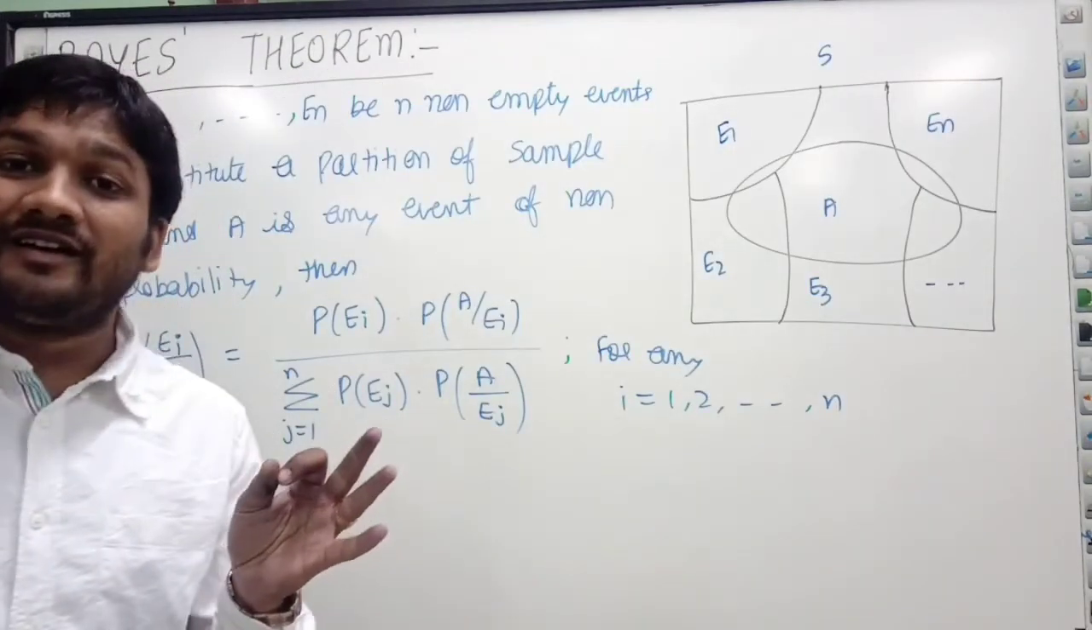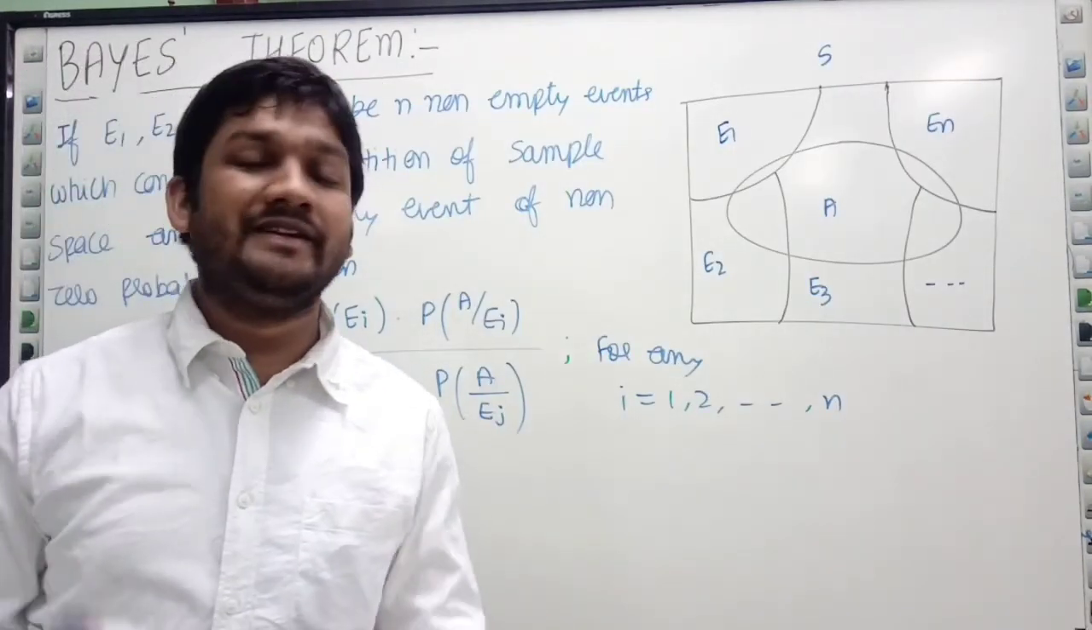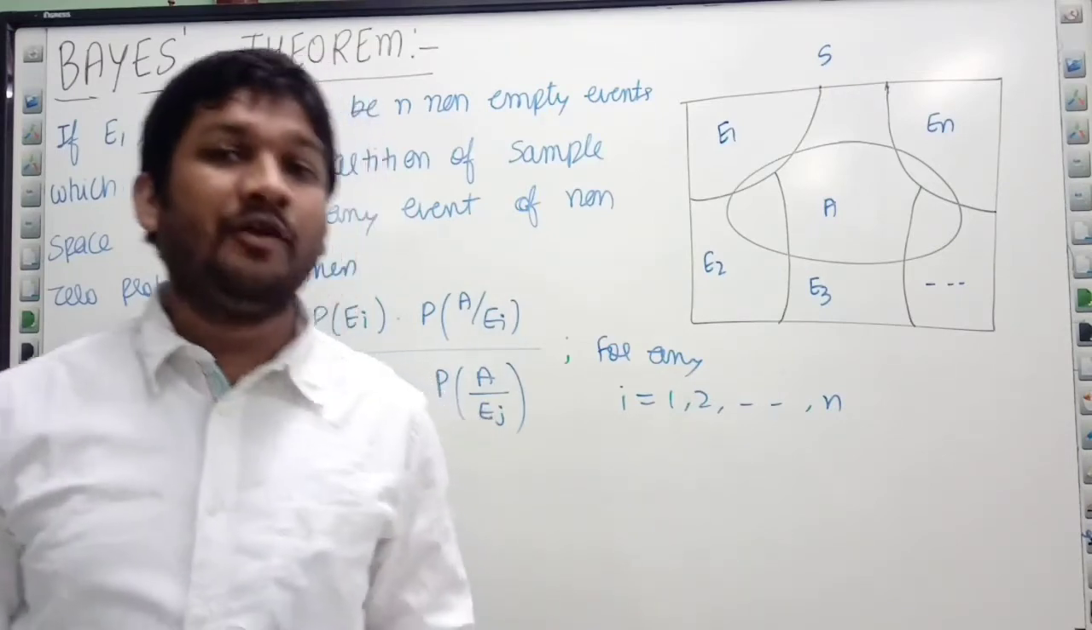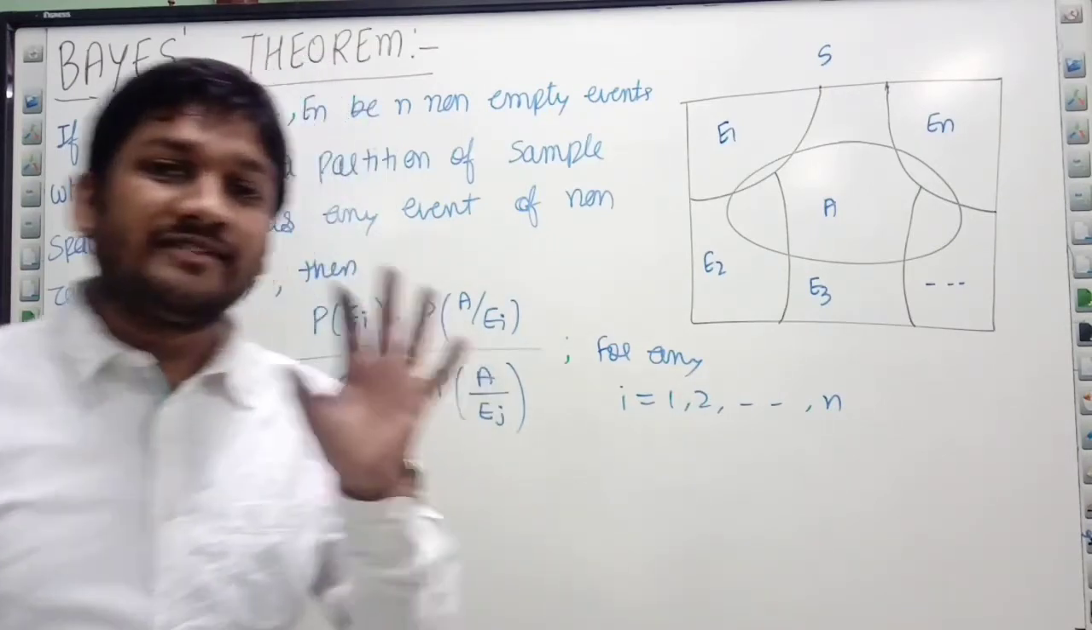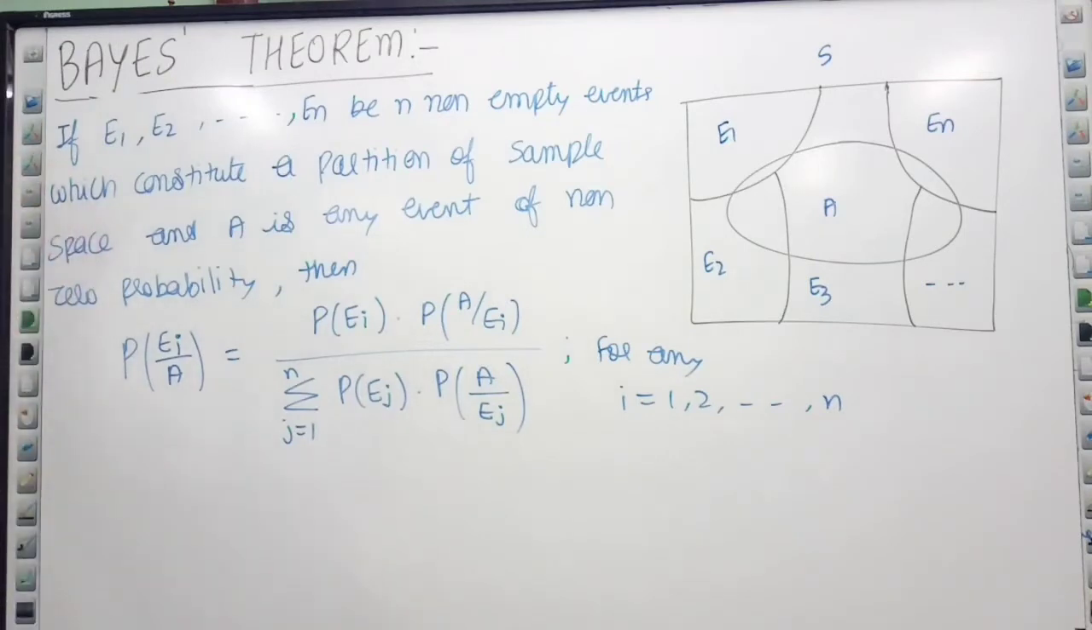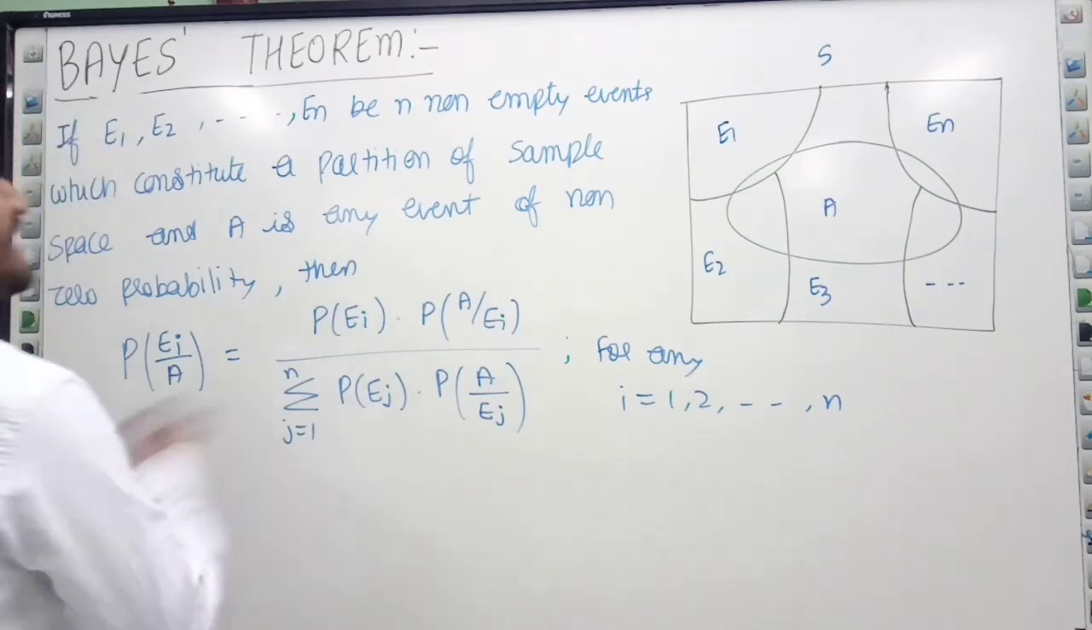Bayes theorem was discovered by Thomas Bayes in 1763. What it actually tells, that we are going to discuss. Let E1 to En be n non-empty events which constitute a partition of the sample space. This line should be clear.